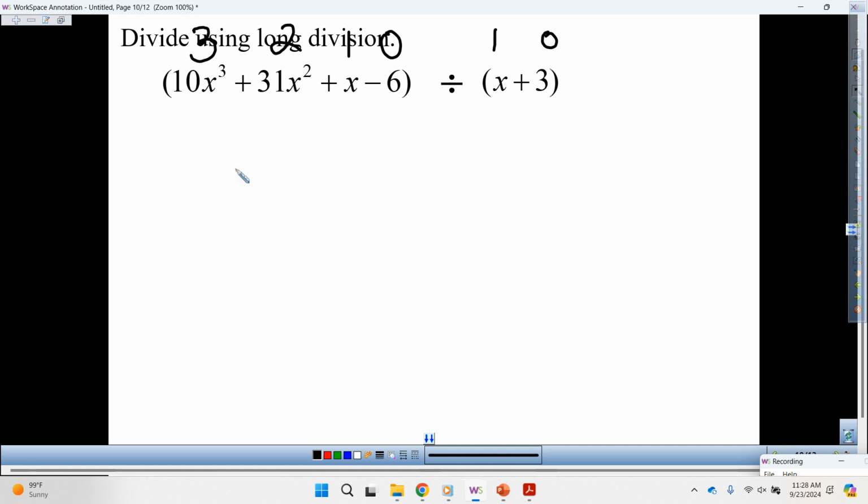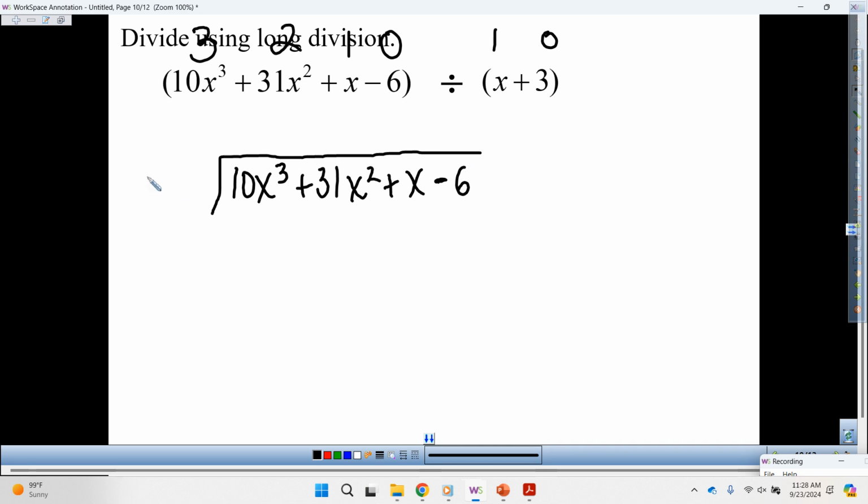Next, write your division. 10x cubed plus 31x squared plus x minus 6 divided by x plus 3. I'll give you a head start. Let's see what you can come up with for that. Go. All right, double check with your neighbor. It should be done by now.